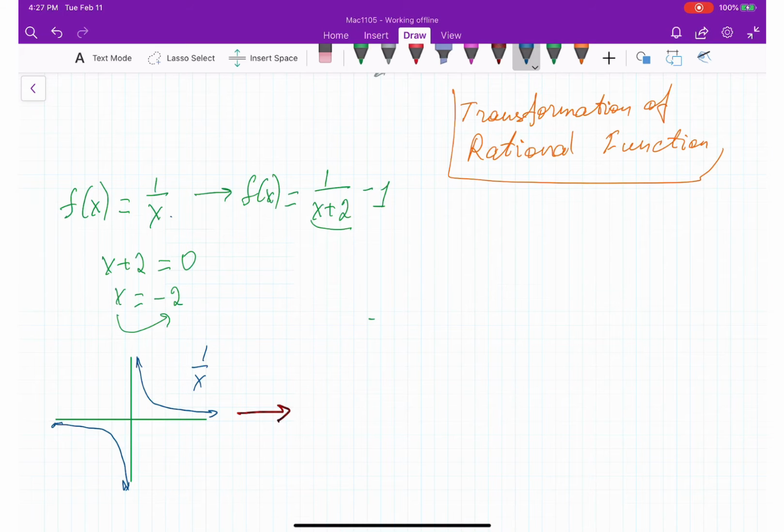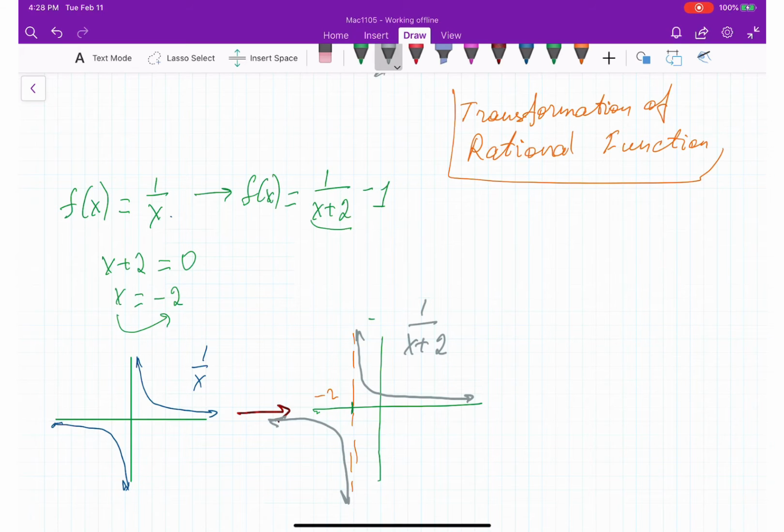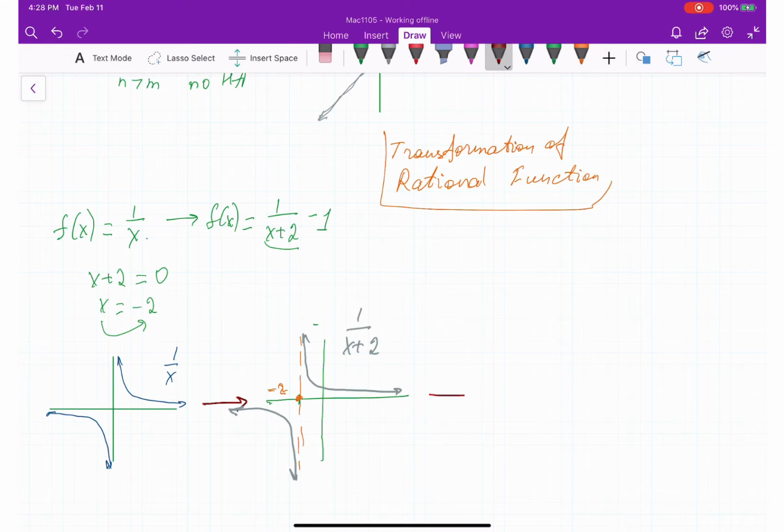Now we need to shift it to 1 over x plus 2. So this is my 2. And the graph is gonna look like this, gonna shift by negative 2, right? So this is 1 over x plus 2. This point is negative 2, shifted by negative 2. And lastly, we need to build 1 over x plus 2 minus 1.